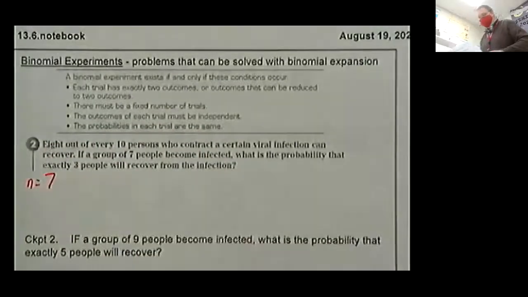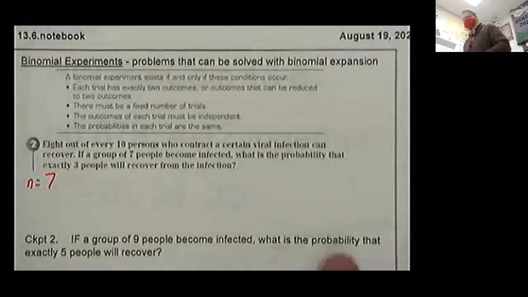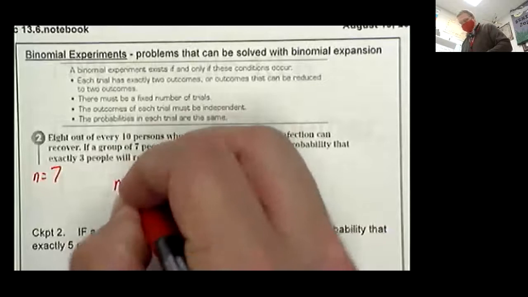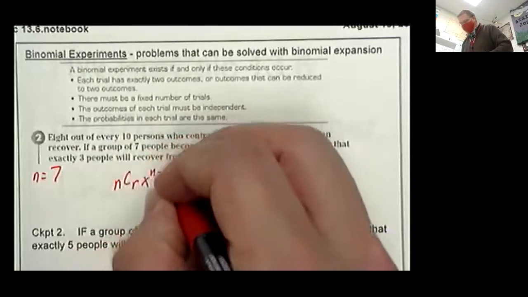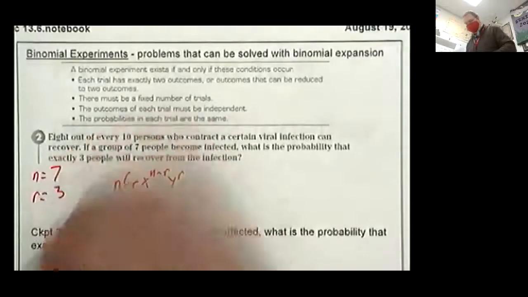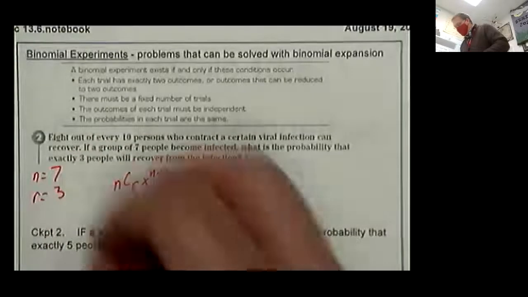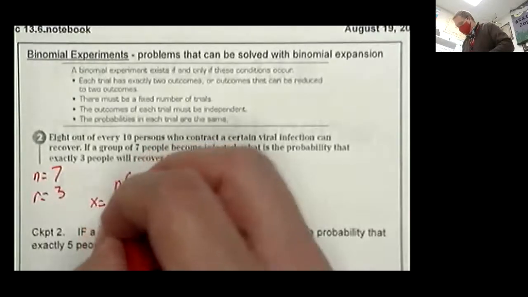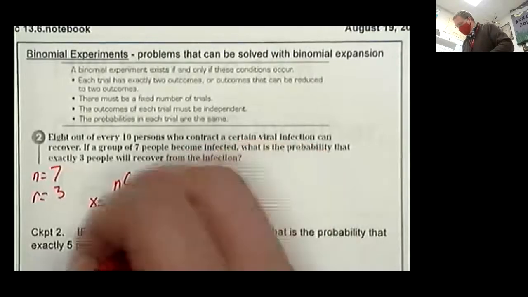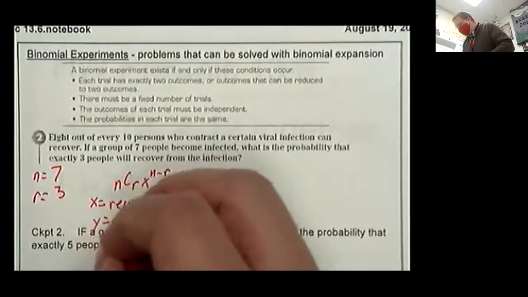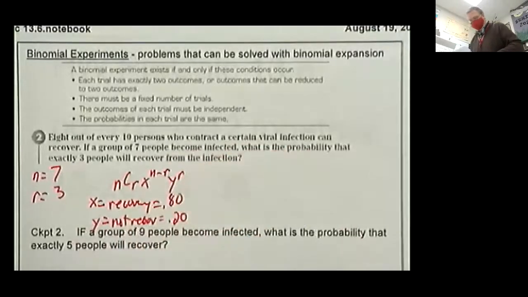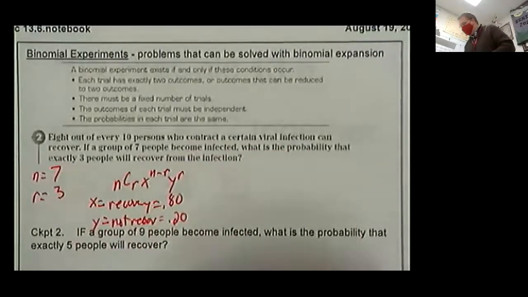And we're going to go back to our binomial formula of N choose R, x to the n minus r, y to the r. So the question is, what's r? And that's going to be our other number, which is 3. We're going to define x as the recovery rate. What is our recovery rate? That was 0.80. Y is our not recovery, and that's 0.20. And so we're going to plug all of this into our formula.